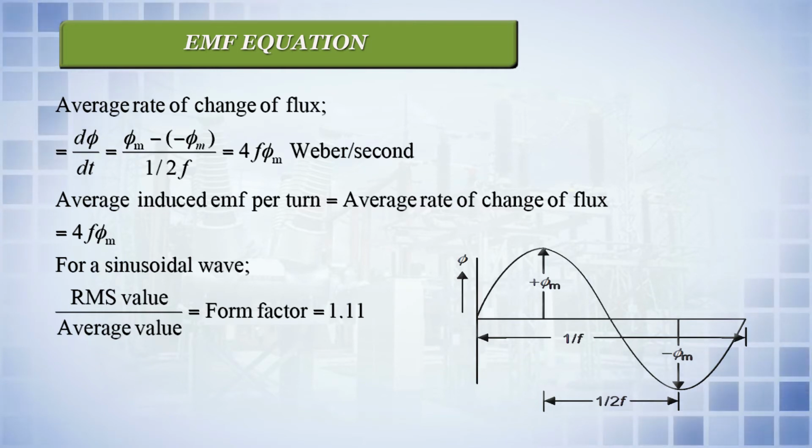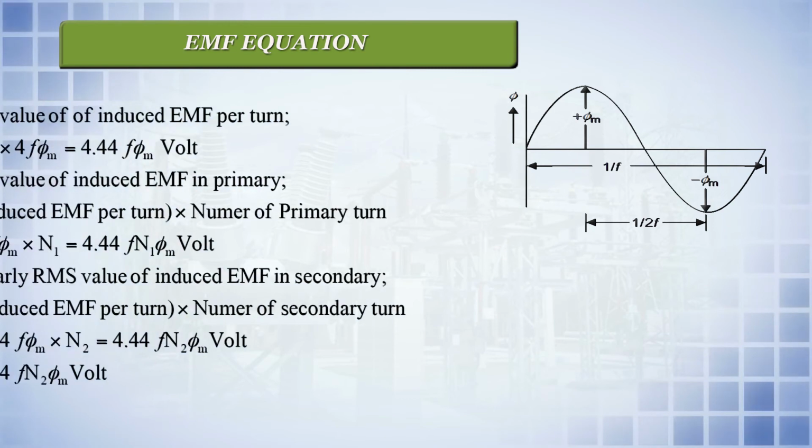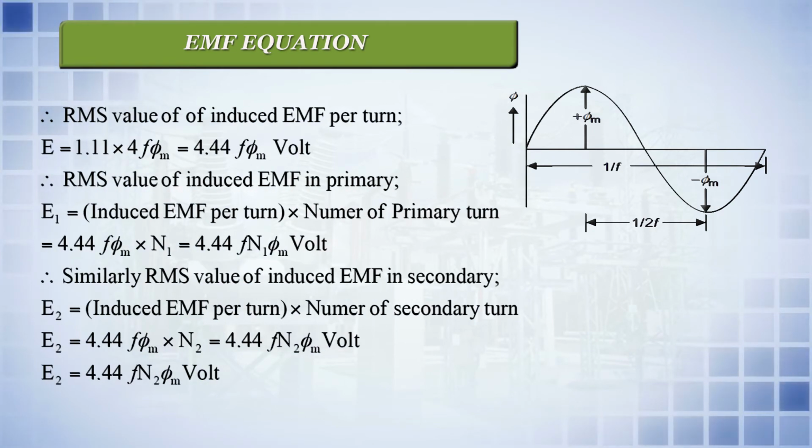So the average induced EMF per turn can be written as 4 f phi m. As you know, for a sinusoidal wave, there is a formula for the form factor. The form factor is equal to the RMS value upon the average value, and it is equal to 1.11. Now that you have the average value of the induced EMF, you can also calculate the RMS value of the induced EMF. So the RMS value of induced EMF per turn can be written as E equal to 1.11 multiplied by 4 f phi m, so it is equal to 4.44 f phi m volt.